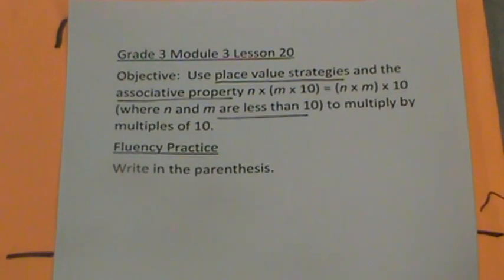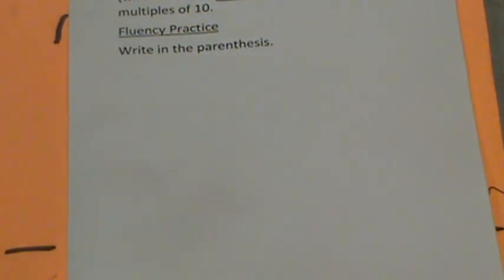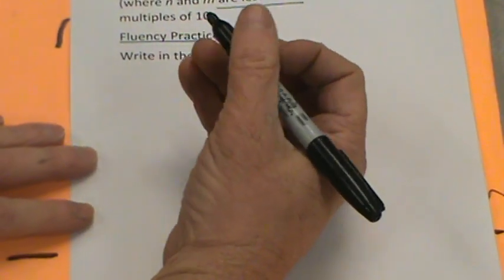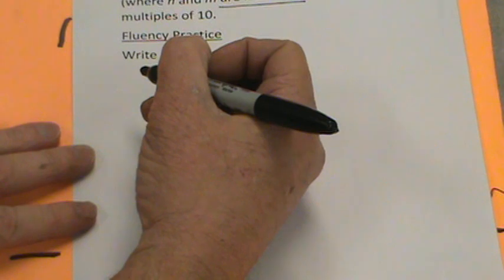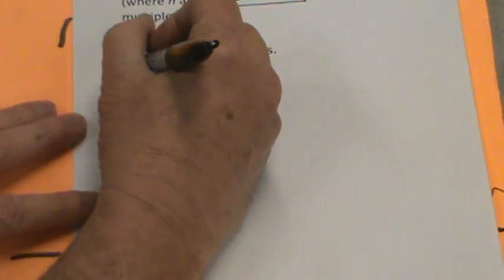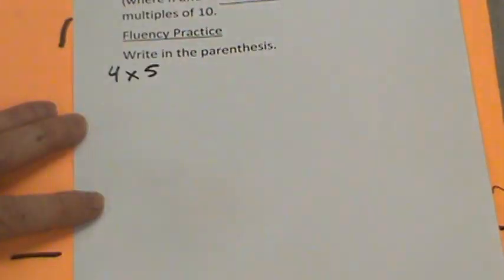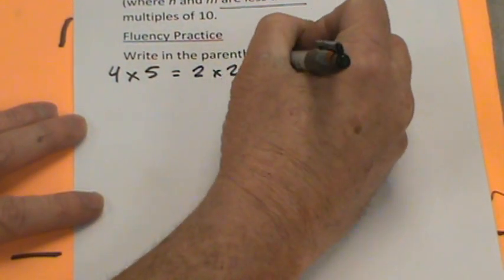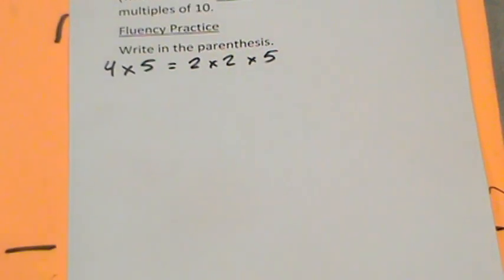Let's go right to our fluency practice. It says right in the parentheses. Right in the parentheses. He got hit right in the parentheses, we could say. No, that didn't happen. So let's take a look at the following equation. Go ahead and write this down with me. 4 times 5 equals 2 times 2 times 5. Now, where in the world would you put the parentheses?